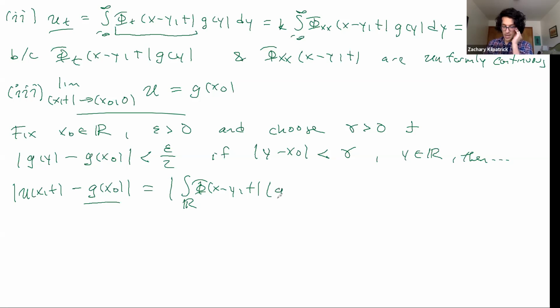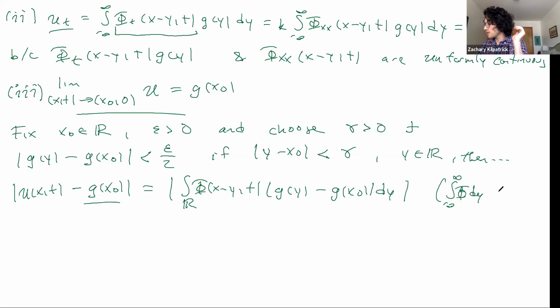So I'm going to get a g of y, and then I'm going to pull in the g of x0 into this integral, okay? Basically because the integral of phi is equal to 1. That's what was involved in that step. Using the definition of u, and then using the fact that phi integrates to 1, okay?